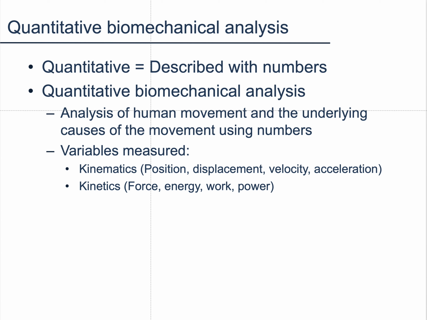Quantitative biomechanics involves analysis of human movement and the underlying causes of the movement using numbers. In quantitative biomechanics, kinematic variables such as position, displacement, velocity, and acceleration, and kinetic variables such as the forces acting on the body and forces produced by the muscles are described in numbers.